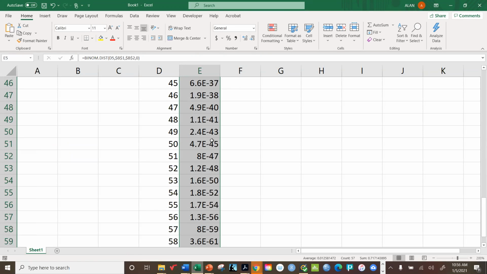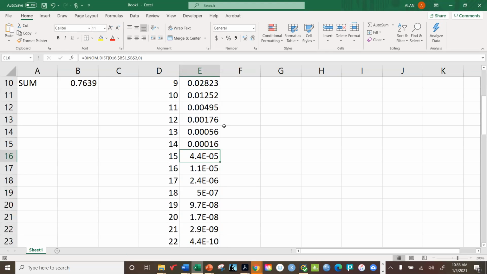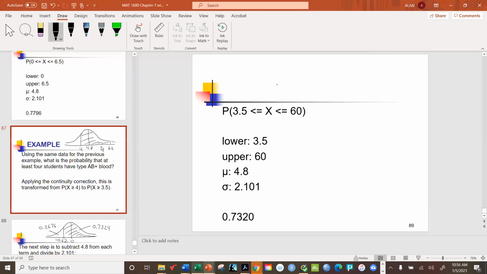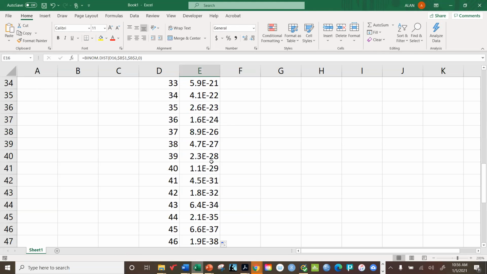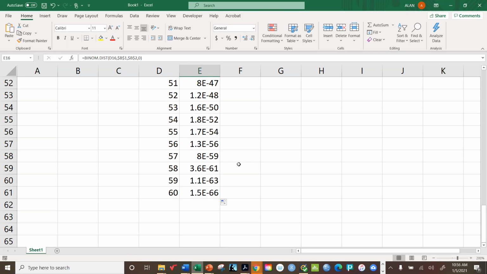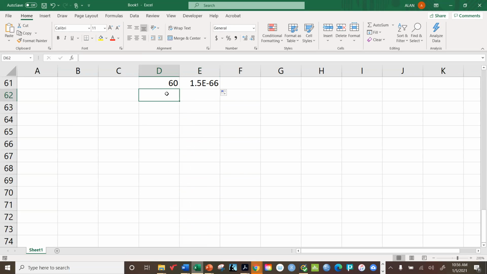Now you can see all these probabilities. This is scientific notation. These numbers are so small that Excel has to express this as scientific notation. This is 4.4 times 10 to the minus 5th power. So for all practical purposes, chopping off, as we did, everything past 60 is making no difference at all because these probabilities are really, really, really small. So when we add them up, the total probability turns out to be 0.7171.